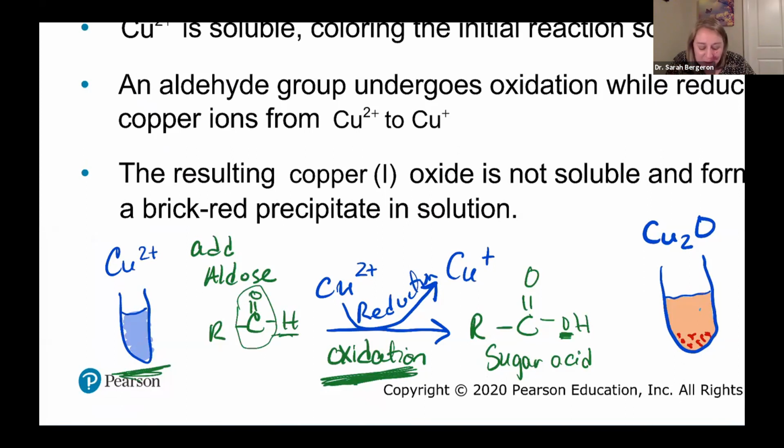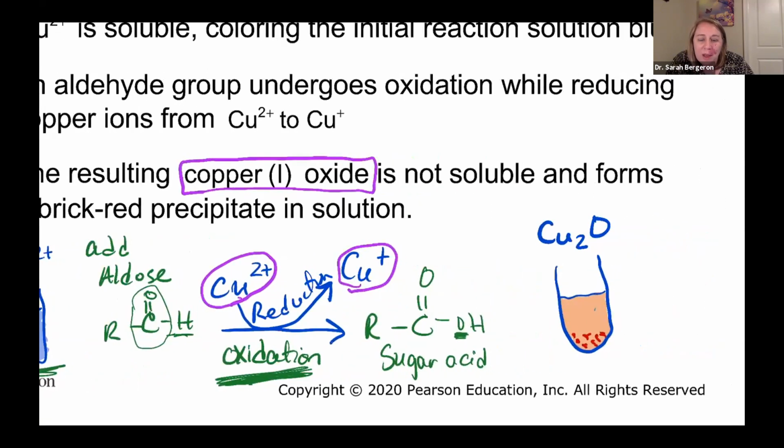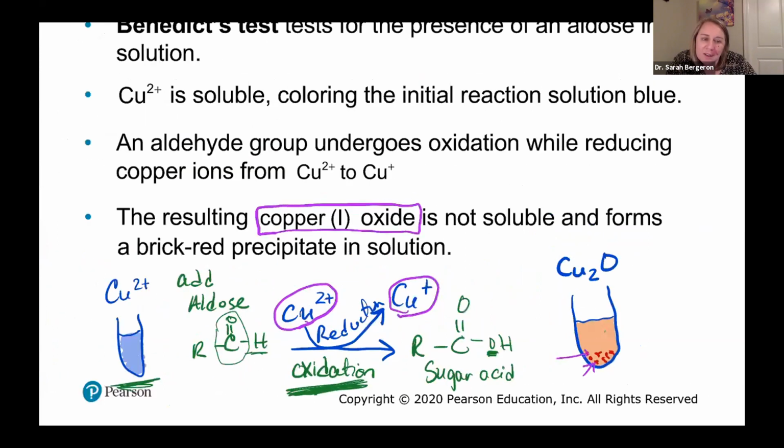And so that's what happens with your copper 2 ions. They start out as a +2, and then they undergo a reduction, and they turn into a Cu+. And that Cu+ is actually in a compound, and that compound is called copper 1 oxide. And so copper 1 oxide is not soluble, and it will actually precipitate out into these little brick colored granules, and the solution turns kind of orange. And so if you have aldose present, your solution will go from being this pretty blue to kind of this orange with clumpy things at the bottom, right?